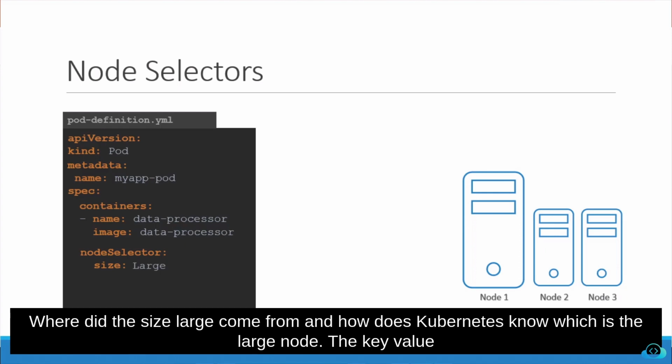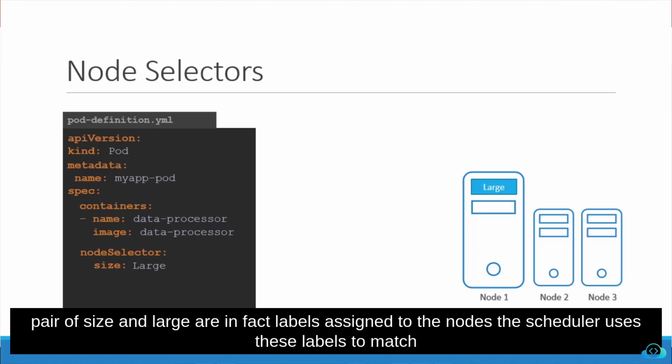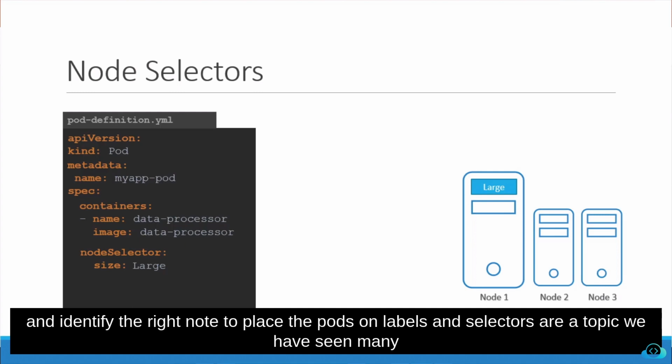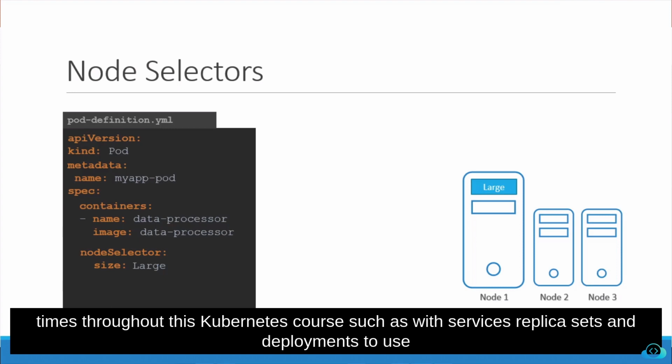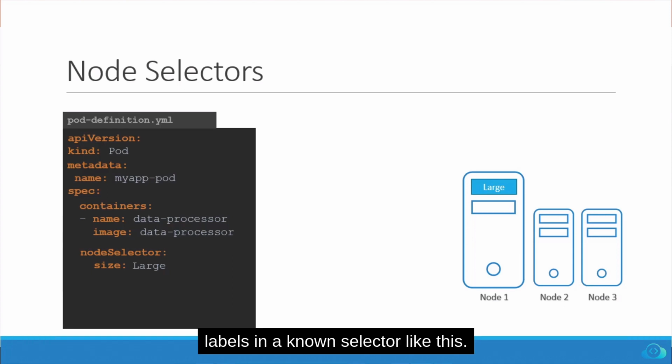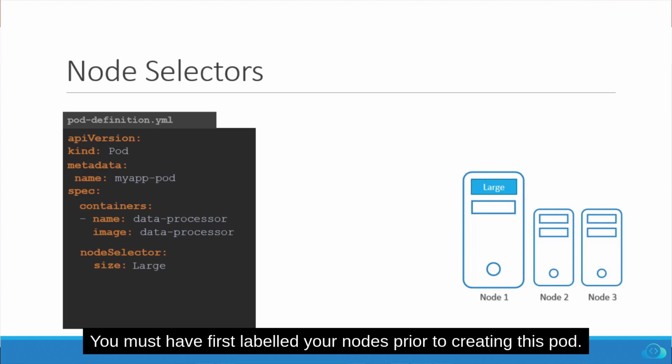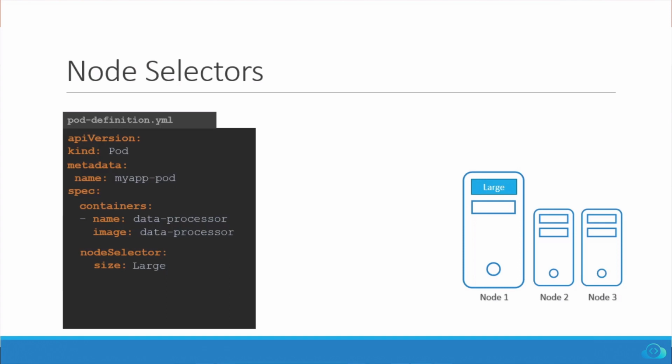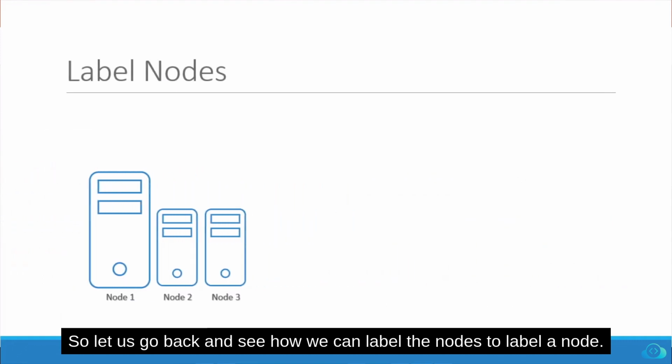But wait a minute, where did the size large come from, and how does Kubernetes know which is the large node? The key value pair of size and large are in fact labels assigned to the nodes. The scheduler uses these labels to match and identify the right node to place the pods on. Labels and selectors are a topic we have seen many times throughout this Kubernetes course, such as with services, replica sets, and deployments. To use labels in a node selector like this, you must have first labeled your nodes prior to creating this pod. So let us go back and see how we can label the nodes.